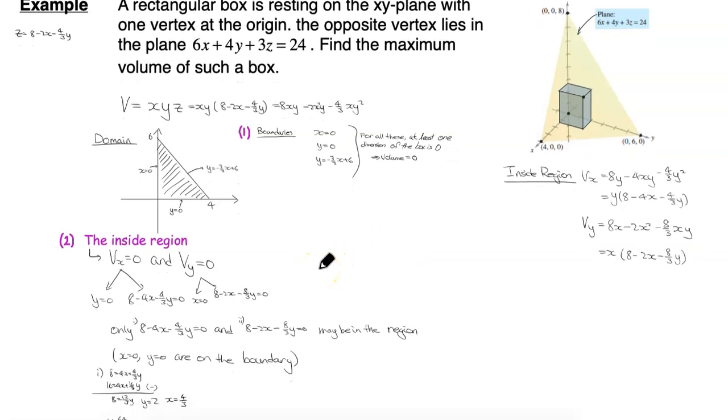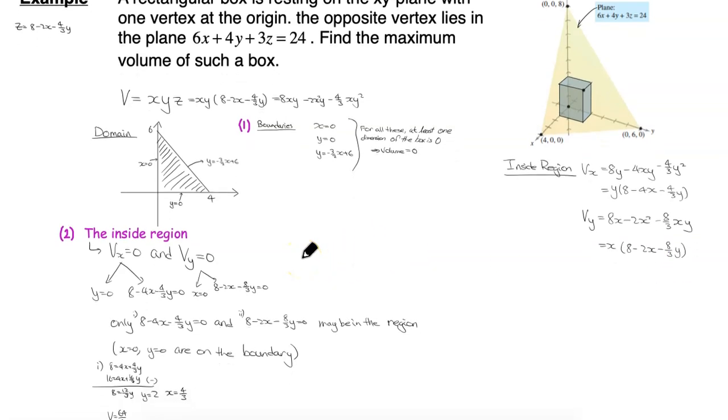So we can already rule out that these partial derivatives are undefined. It's a polynomial, so it's always going to be defined. We only need to look at a situation where they are both equal to 0 at the same time. If Vx is equal to 0, that means either x equals 0, or the parenthesis equals 0. And for Vy, it's sort of symmetrical. Either y equals 0 or 8 minus 4x minus 4/3 y equals 0.